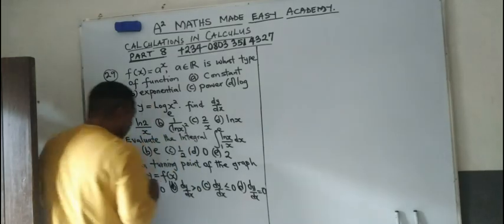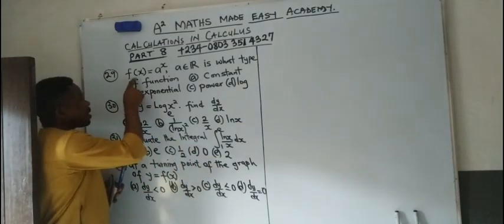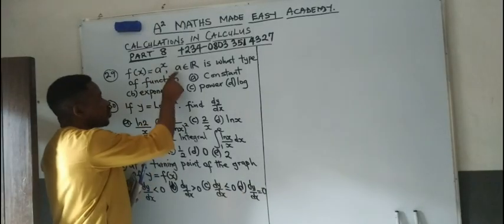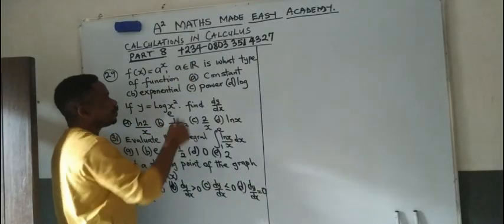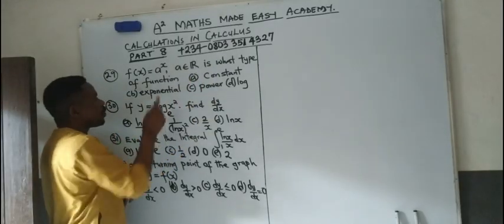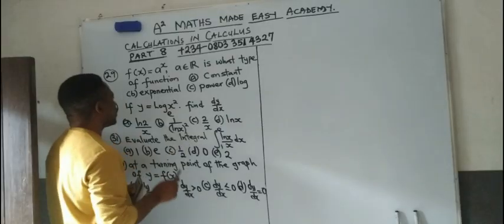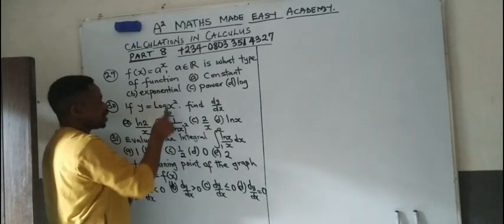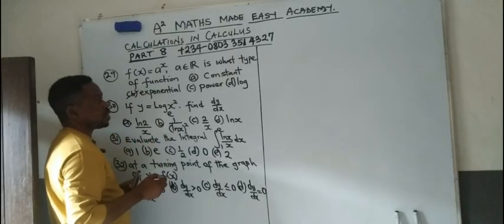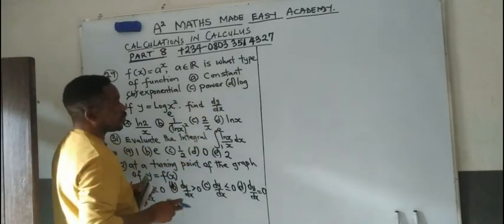Now the question number 29, look up. Number 29 says f of x equal to a raised to power x, where x is a member of real numbers. This is what type of function? Option A, constant function. No. Option B, exponential function. Correct. The correct answer is called exponential function. It can be power function. It can be logarithm function.